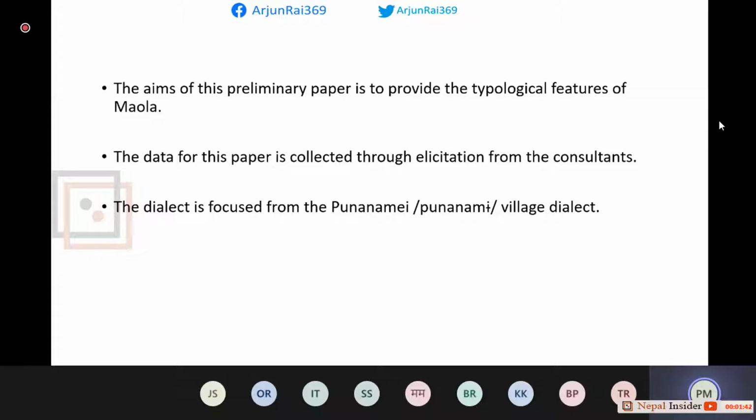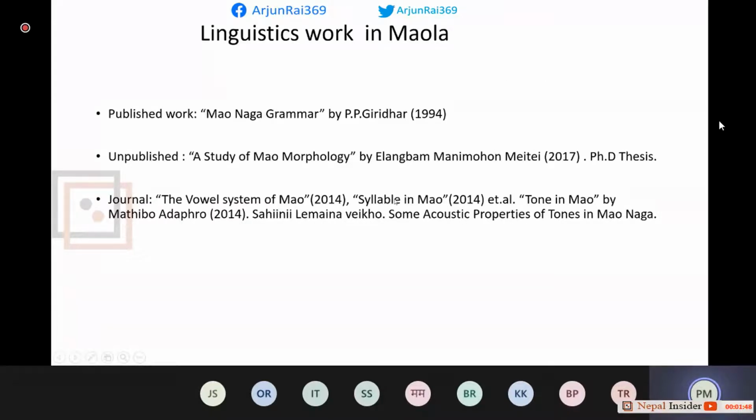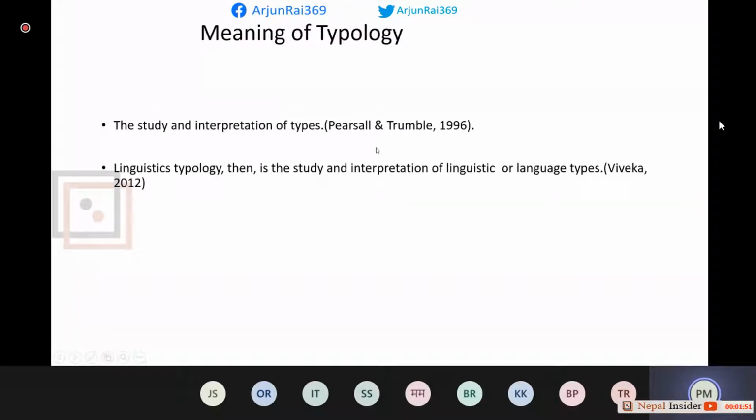Okay, these are some of the linguistic works done in Maola. And here, Pearson and Trumbull, 1996, define typology as the study and interpretation of types of a language.